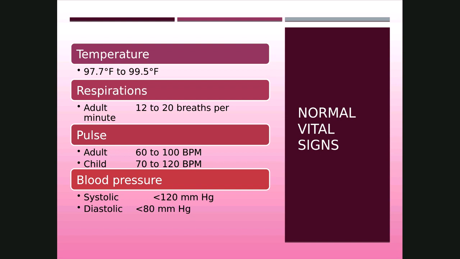Respirations, typical average adult respiratory rate is 12 to 20 breaths per minute. For pulse, on an adult, average is 60 to 100 beats per minute. In a child, because they have a smaller heart and smaller organs, it beats more rapidly, so it beats 70 to 120 beats per minute. Same thing with a child's respiratory rate. Children's respiratory rate is typically 20 to 30 breaths per minute because their lungs are smaller and have smaller capacity.